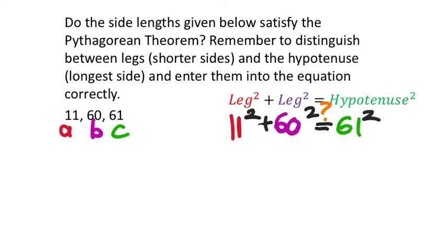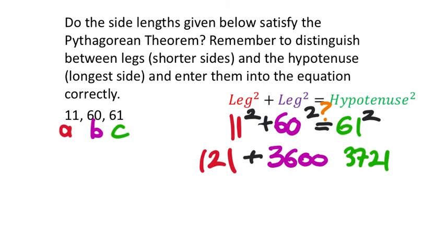So I can put this into the calculator now. Okay, 11 to the power of 2, that's 121. 60 to the power of 2 is 3,600. I don't know what 61 to the power of 2 is, though. Let's put it in the calculator and find out. 3,721. There we go.